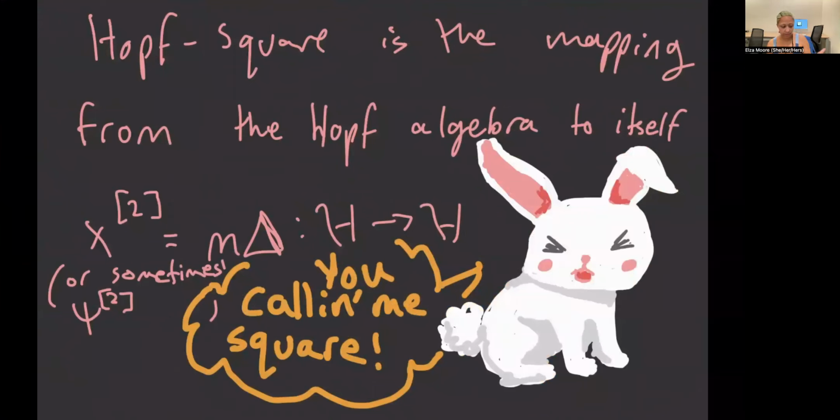Another important thing that you can do with Hopf algebras is this idea of the Hopf square, which is the mapping from the Hopf algebra to itself. The paper both writes it as this x to the bracket 2 power, and it also writes it as this gamma to the 2 power. They swap it out periodically, probably just for convenience of notation. I will mostly only use the x to the 2 bracket notation. If I use the other one, it was a mistake, just for simplicity's sake. So yeah, you can see it's this map M delta that takes H to itself. It's called the Hopf square.